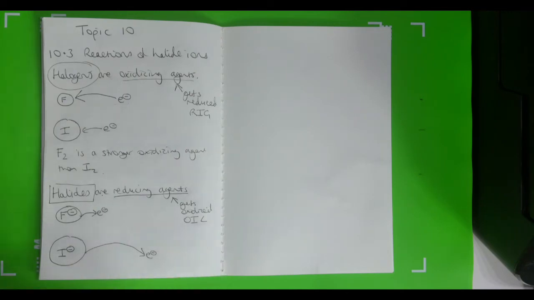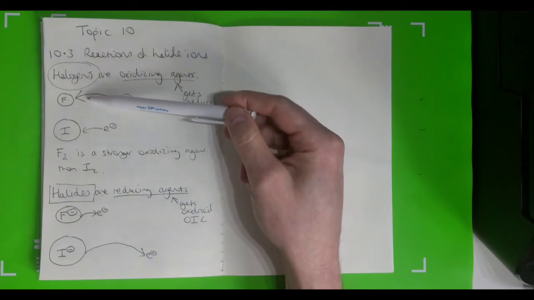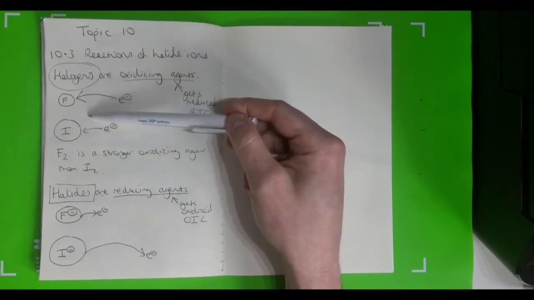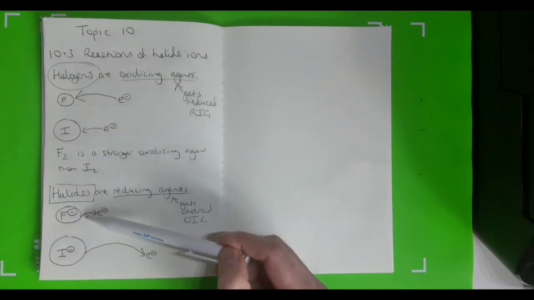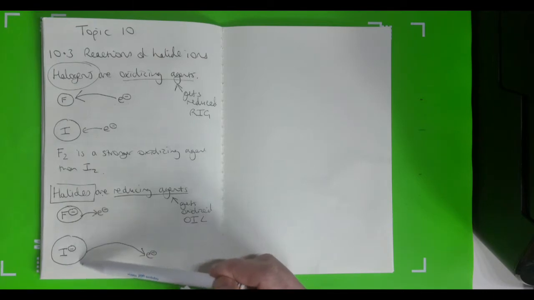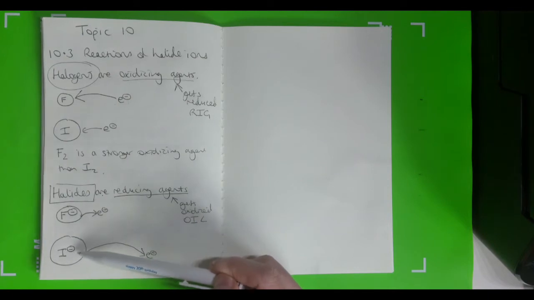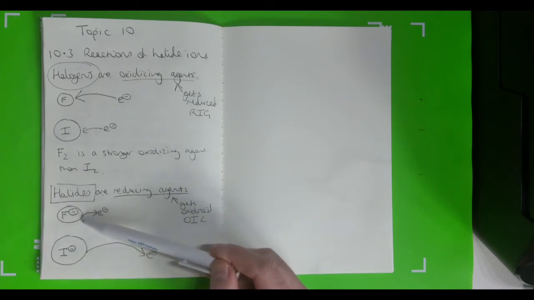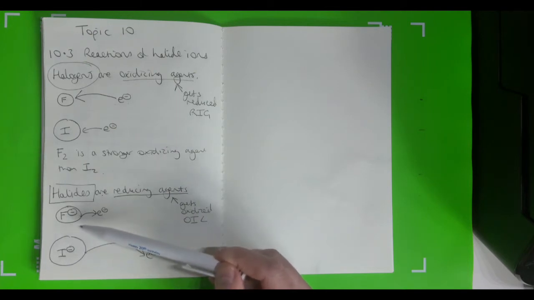So the trend flips. As we go down the group, the halogens get weaker oxidizing agents. They're not as good. However, when we go down the group from fluoride to iodide, they get to be better reducing agents. And that's due to the ionic radius. Because the ionic radius increases, then the ability to reduce something increases as well.